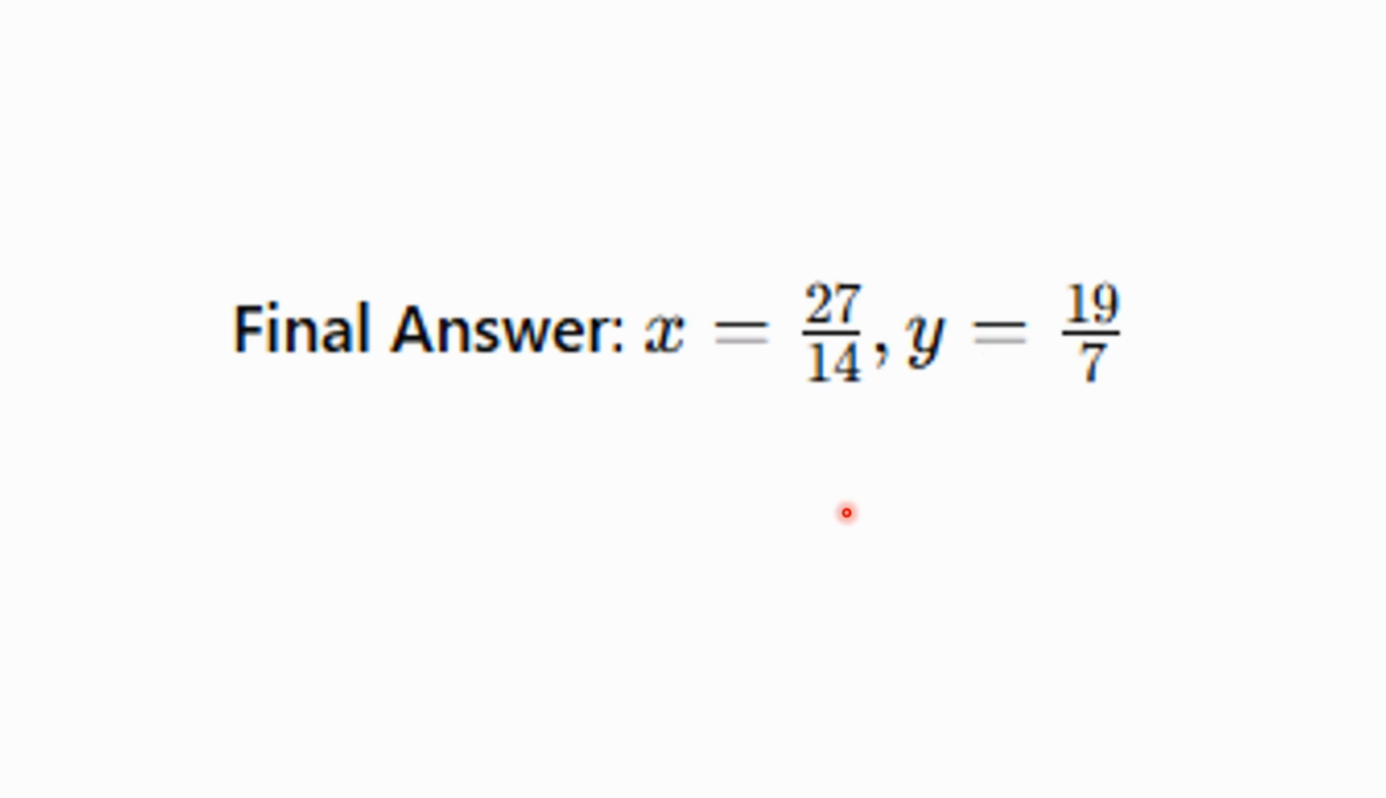So hopefully you got this correct answer. If not, feel free to pause, go back, take a look at it again, and see where you might have gone wrong. And hopefully this has been helpful.